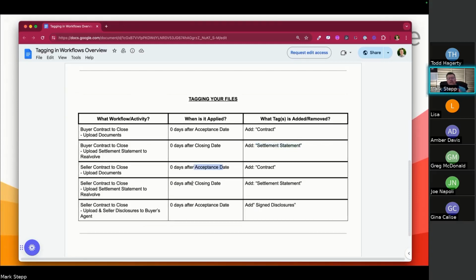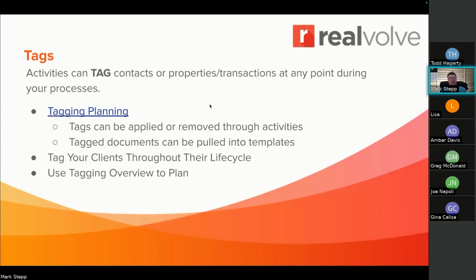Acceptance date, do the contract; closing date, settlement statement. Maybe on acceptance date, you also send the signed disclosures. So maybe you're going to send an email that includes both the contract and the disclosures. Within the template, you can assign multiple tags, and it'll find all the files for that particular property that meet those tagged requirements, and then automatically attach them. Just a simple way of doing that. So we're going to go over that.